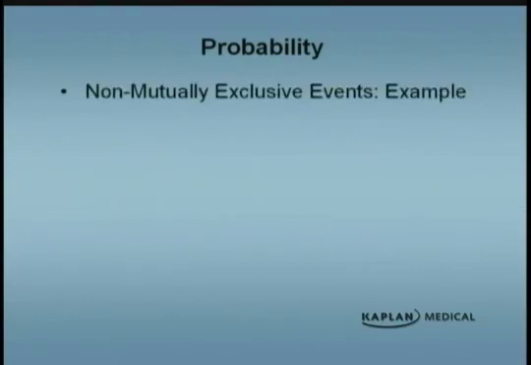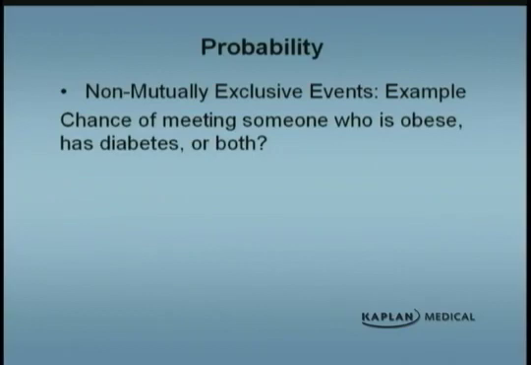Let's talk about what this might look like as we work through some simple numbers together. You have some simple probability numbers given to you right above these circles in your syllabus, and let's work through the problem they imply. The information tells you the chance of meeting someone who's obese is 30%. The chance of meeting someone who's diabetic is 10%. Given those figures, here's a simple question. What's the chance of meeting someone who's obese, has diabetes, or both?